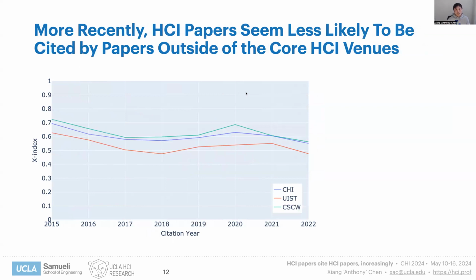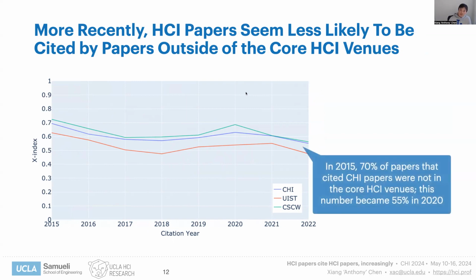Finally, we also saw that more recently, HCI papers seem less likely to be cited by papers outside the core HCI venues. For example, in 2015, 70% of papers that cited CHI papers were not in the core HCI venues. However, this number became 55% in 2020.